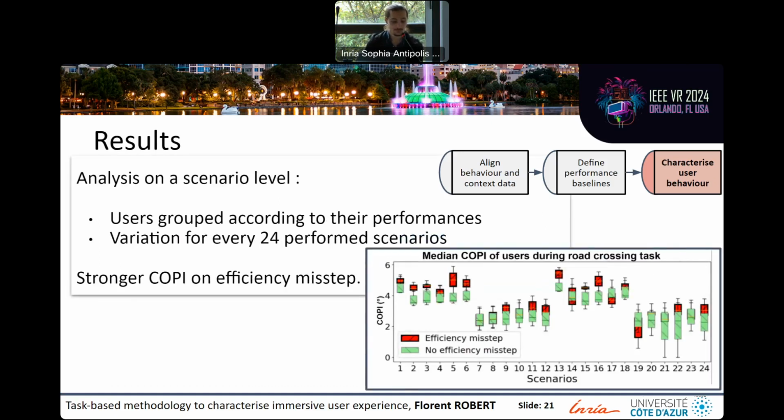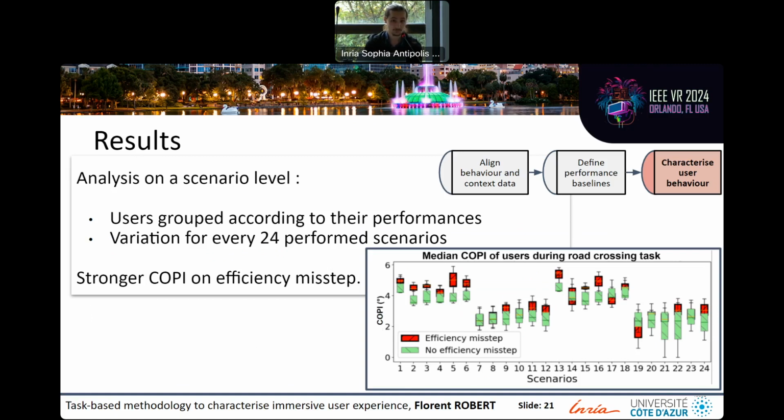So we can perform two types of analysis. First, we can perform an analysis on the scenario level. Here we grouped all the user data for each scenario. So you can see on the graph, each row is a scenario, and for each row, there are two boxes.